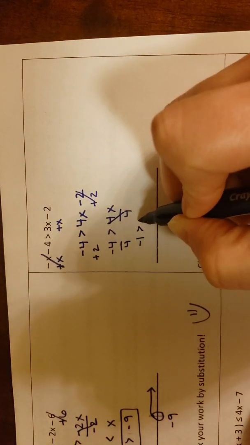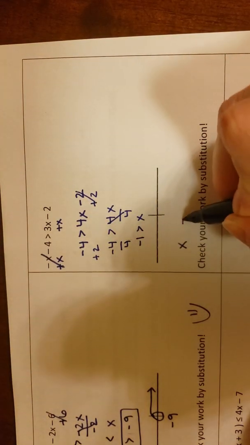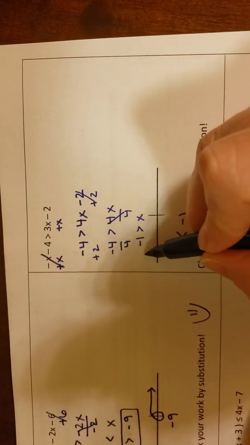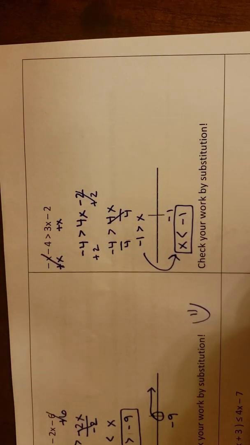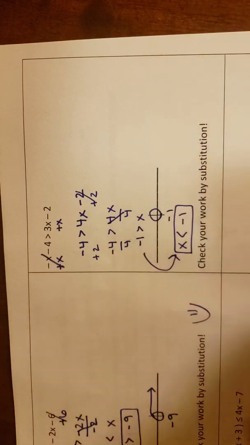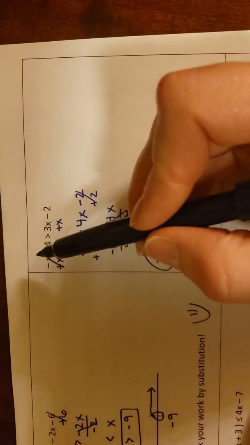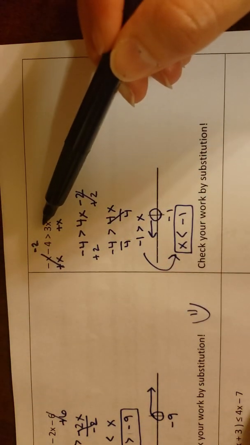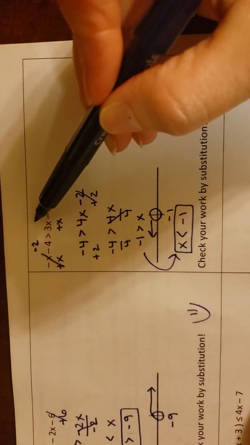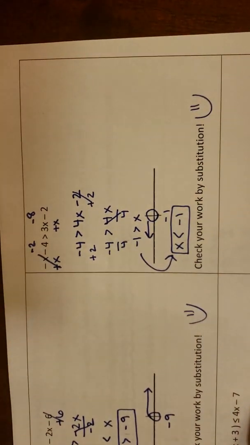Negative 1 is greater than x. Is that good? Nope. X is what, negative 1? Less than. Okay, so negative 1 goes here. Open circle or closed circle? Open to the left. Okay. Negative 2 is less than negative 1. Let's see. Negative 2 is 2. 2 minus 4 is negative 2. Negative 2 times 3 is negative 6. Minus 2 is negative 8. Is negative 2 greater than negative 8? Yes, it is. Good job. Well done.